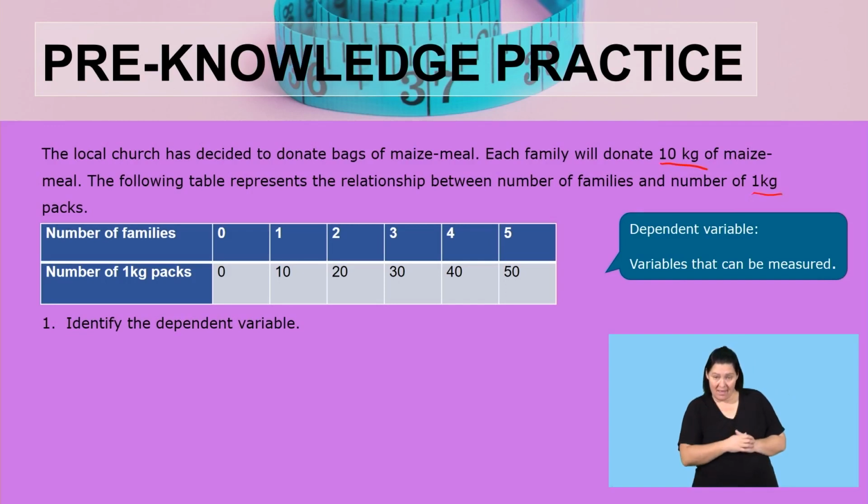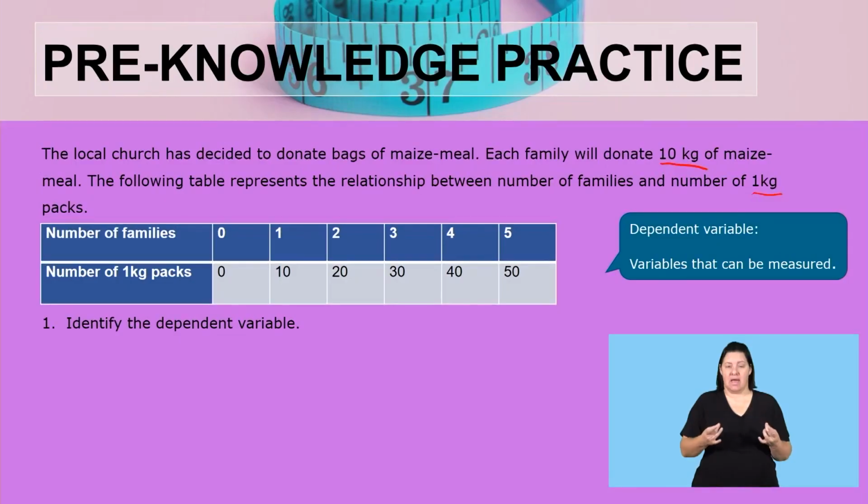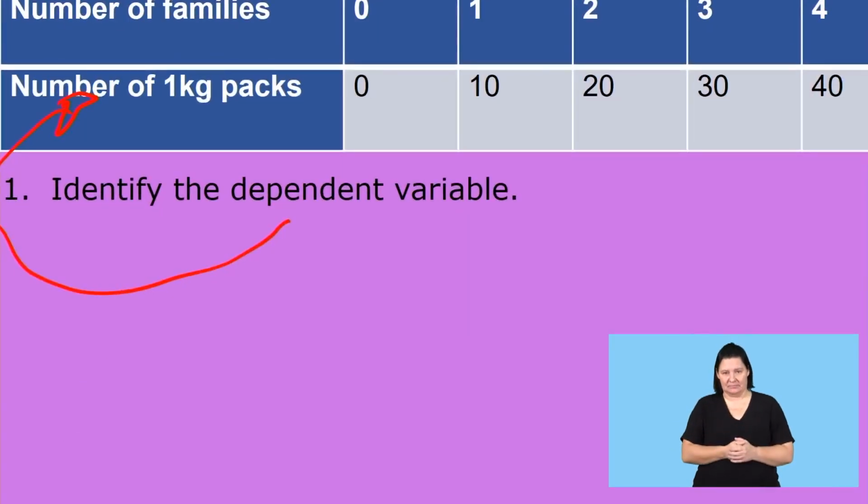Just to remind you, the dependent variable is the variable which can be measured, the one which is depending on the independent variable. So based on this one, the number of 1 kilogram bags is the one which is depending on the number of families. So if you have one family, you will have 10 bags. If you have 2, you will have 20. Therefore, we say the number of 1 kilogram bags is your dependent variable. That is the answer for the first question.